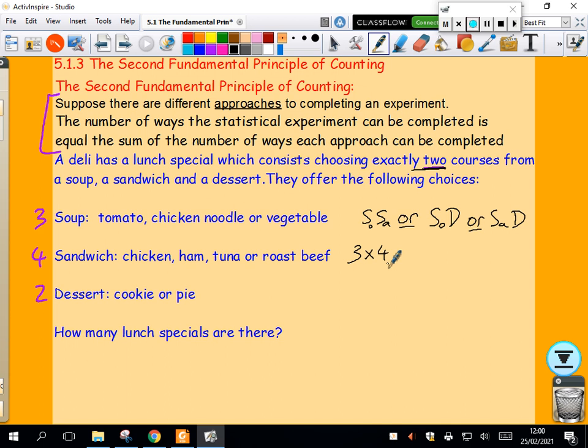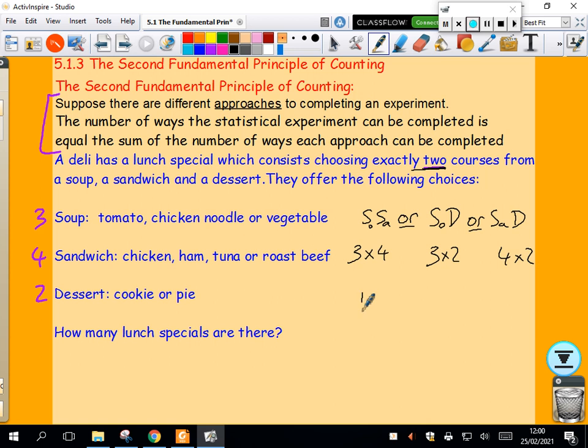To choose a soup followed by dessert, 2 tasks in that experiment. Task 1, choose a soup. Task 2, choose dessert. The number of ways to complete task 1 is 3. The number of ways to complete task 2 is 2. The number of ways to complete task 1 followed by task 2 is 3 by 2. That's the first fundamental principle. Sandwich followed by dessert: 4 ways to choose a sandwich, 2 ways to choose a dessert. So 4 by 2 ways.